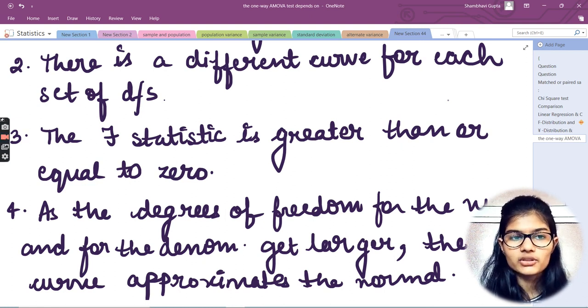Hope I am clear with all the things I mentioned regarding the F distribution, the facts and the notation as well.